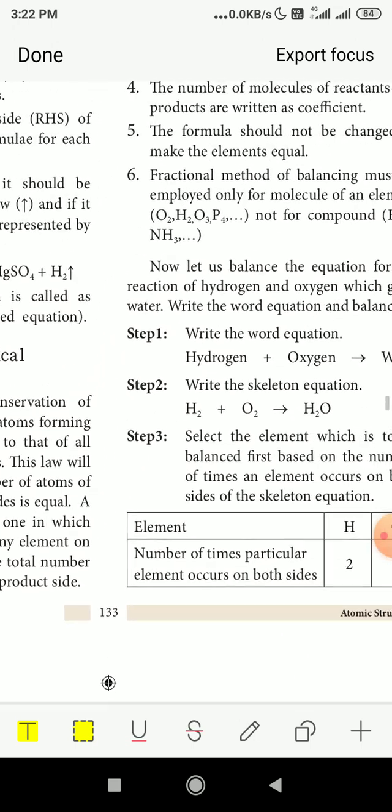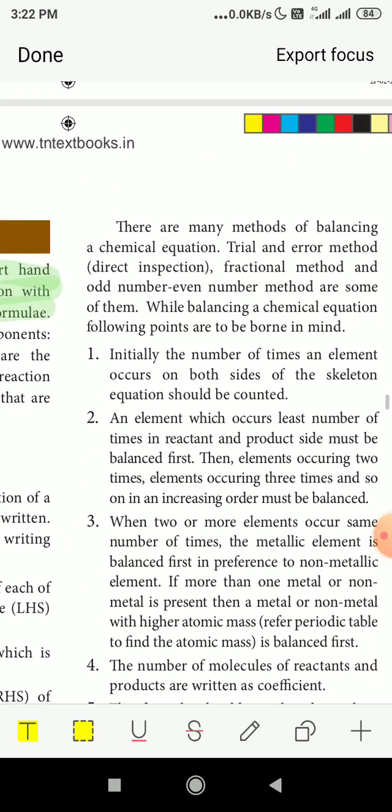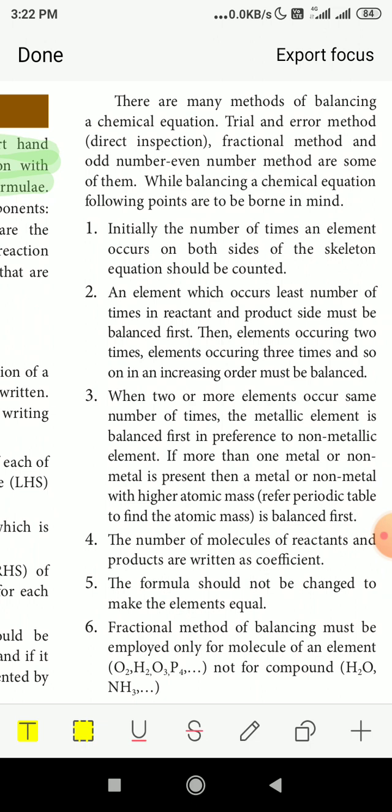What are the steps for balancing the equation? There are many methods of balancing a chemical equation. Trial and error method, fractional method, and odd number even number method are some of them. Initially, the number of times an element occurs on both sides of the skeleton equation should be counted. It should be equal.